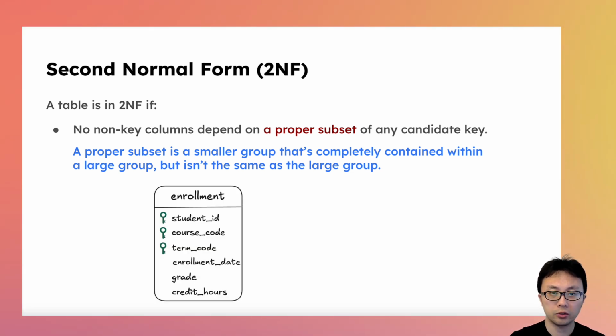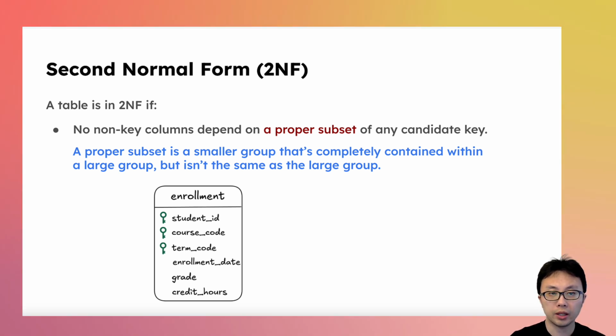Think about the enrollment table in the database of a course management system. It's using a composite key as its primary key, so three columns in combination, including student ID, course code, and term code. They make the primary key. Okay?